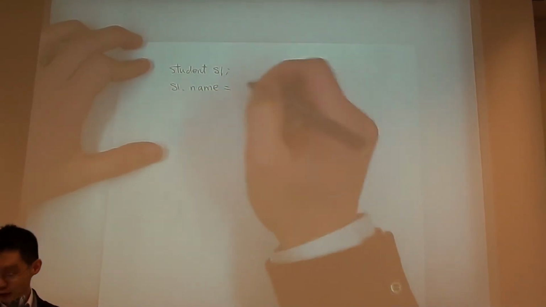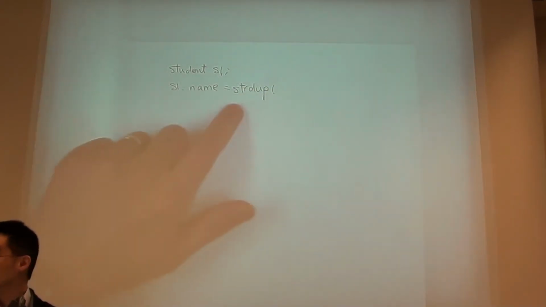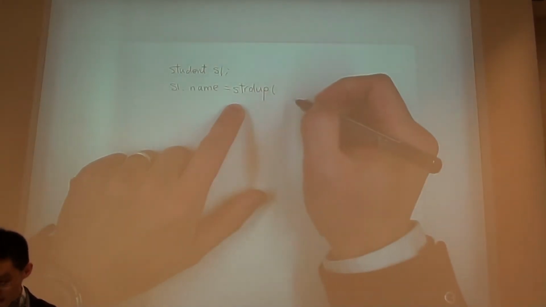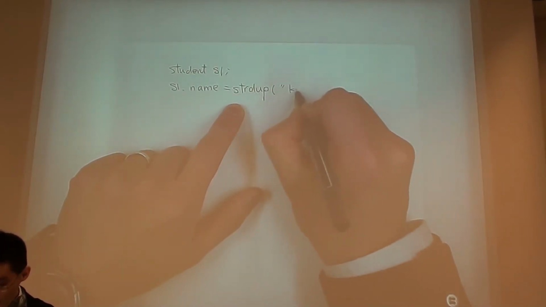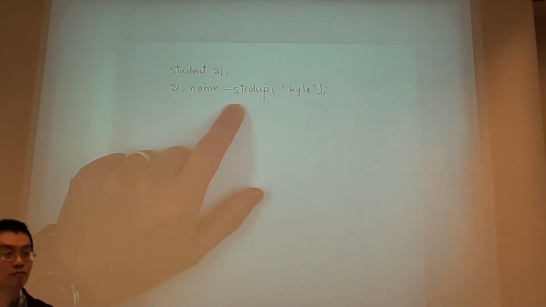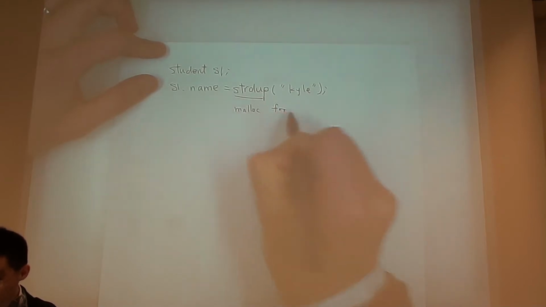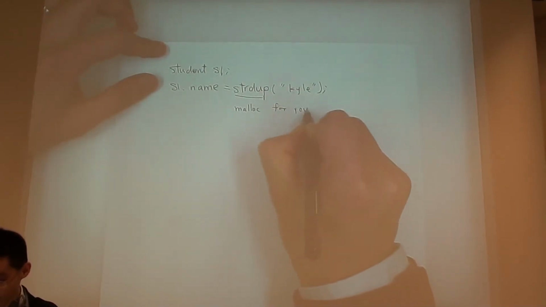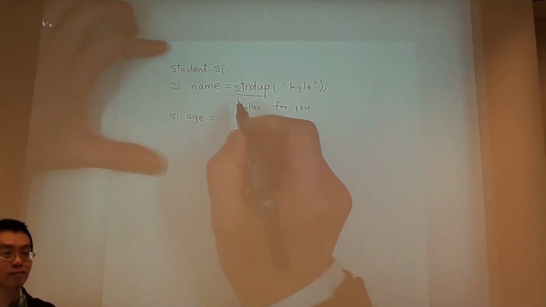There's another function called string duplicate. I think we have explained that before. This will do malloc for you. So let's say Kyle, how's that? Is that okay? Yeah, sure. Alright. So this one will malloc for you. Free? No, you have to free yourself. And then you say S1.age. How old are you? 19.